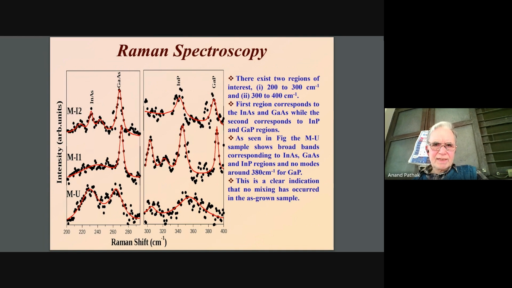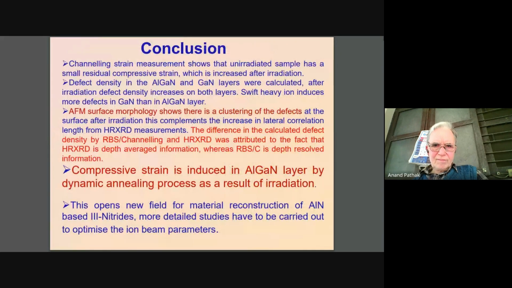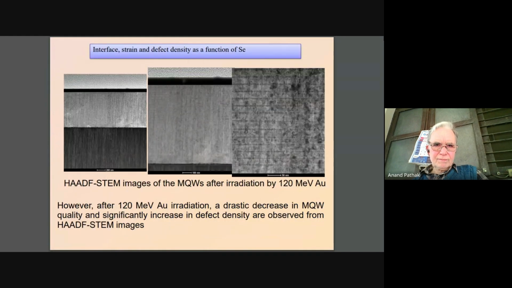Energy loss decides how much the radiation will affect the change. For example, irradiated with silicon, and irradiated with gold and silver. Compressive strain is induced in the gallium layer by dynamic release. The same thing has been shown in the STM.